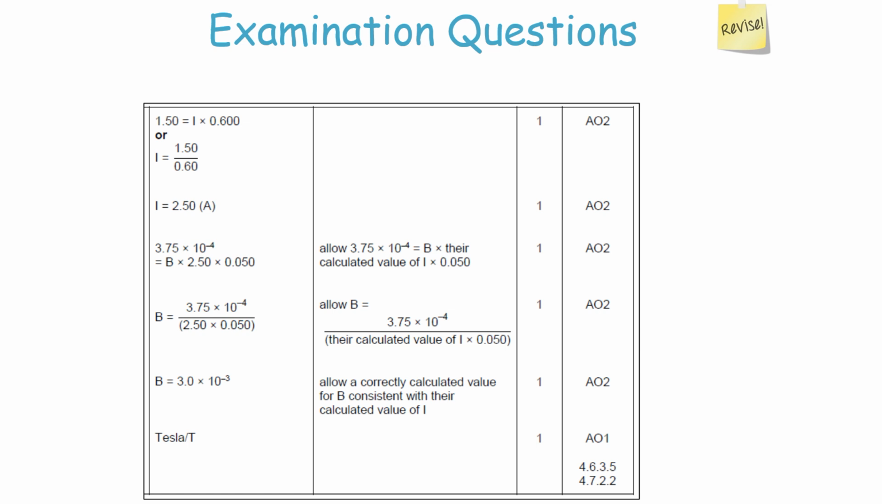And at that point we can put all the values into the F equals BIL equation to say 3.75 times 10 to the minus 4 equals B times 2.50 times 0.050. We then rearrange it and we make B the subject and we work our answer out to be 3.0 times 10 to the minus 3. Now we should always just memorize what the units are for magnetic flux density, and they are Teslas. Now it's important that when you go to a 6-mark calculation question, you will be expected to use more than one equation and link them together.